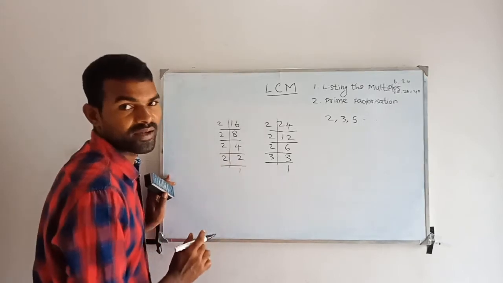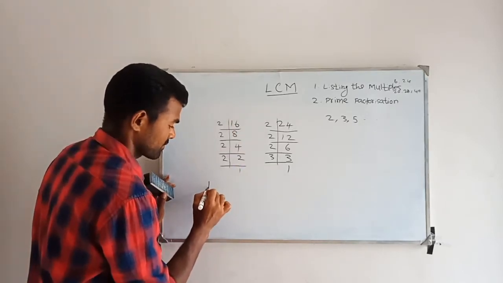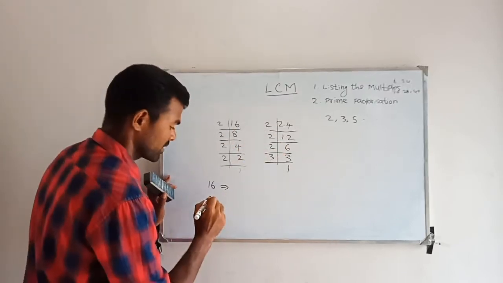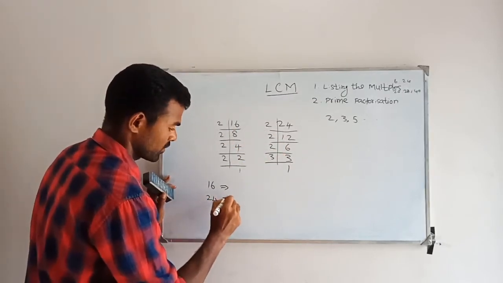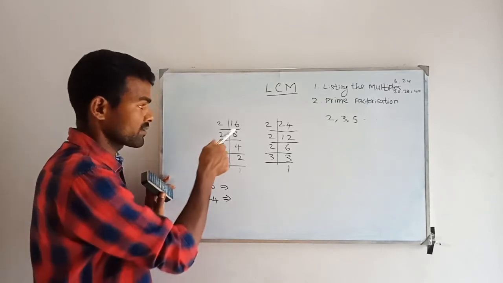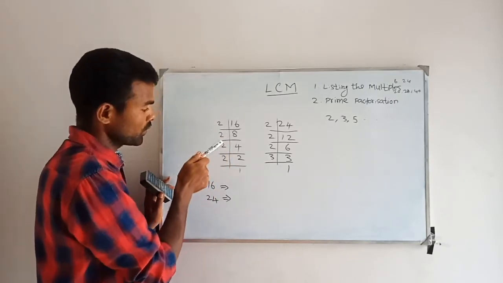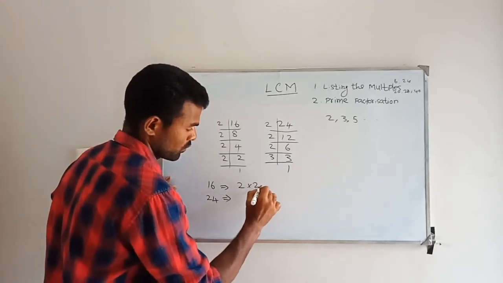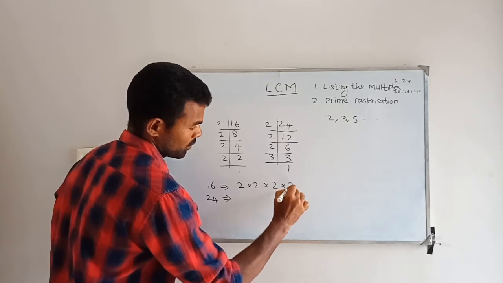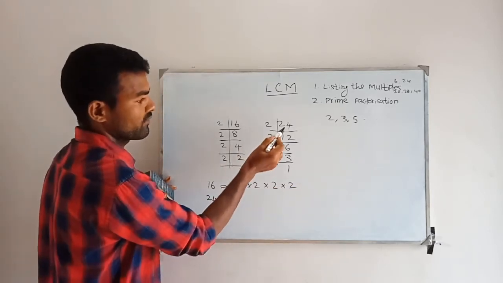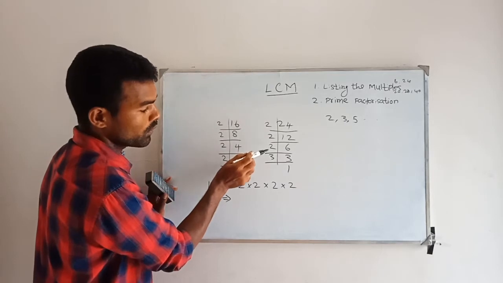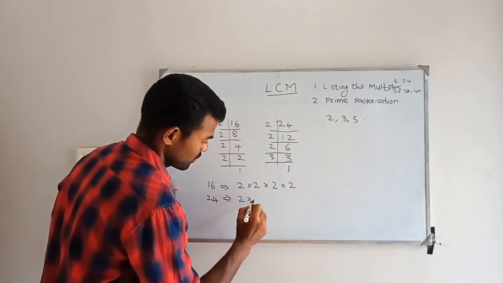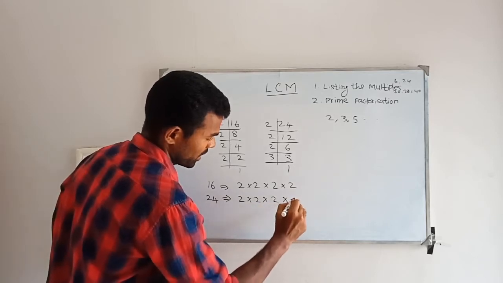Arrange all the prime factors. So factors of 16 and factors of 24. These both numbers you have to arrange. What are the factors of 16? 2, 2, 2, 2. Write the 2 four times. Next write the factors of 24: 2, 2, 2 and 3. That is 3 times 2 and 1 time 3.